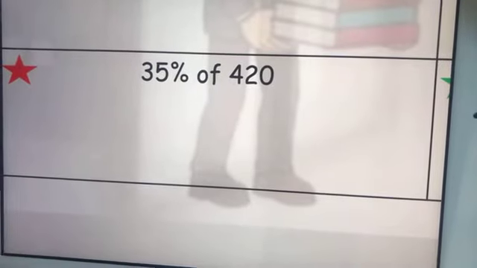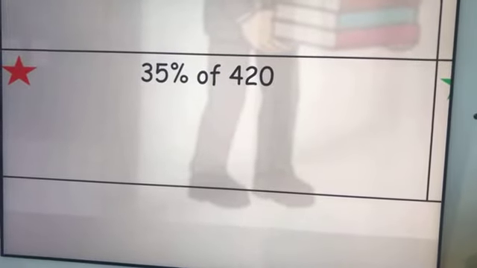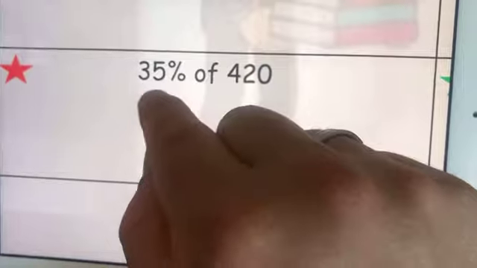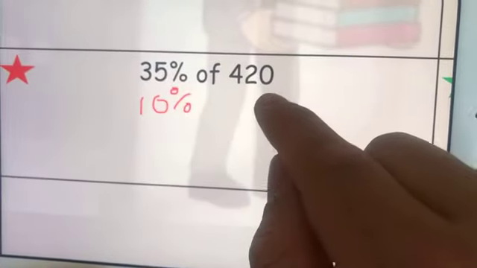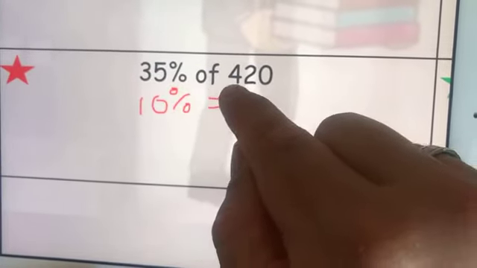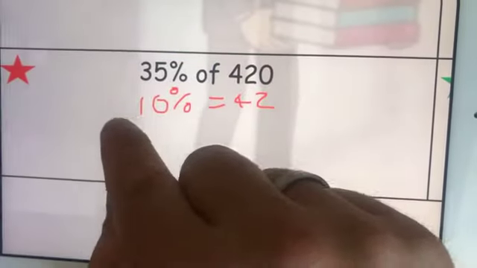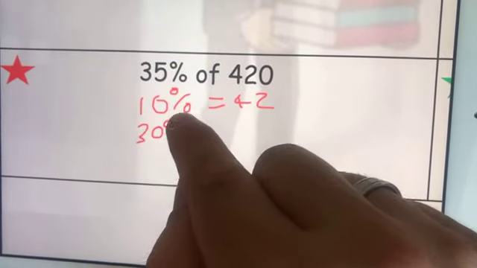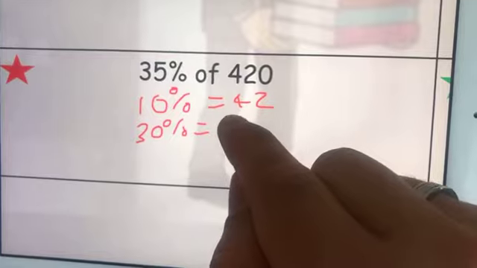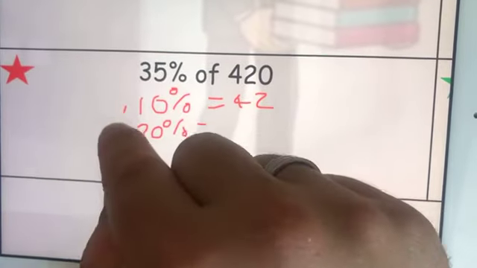35% of 420. Again, easy one. Get 10% first. So 10% of 420 is 42. Then I need 30%. So I'm going to times that 42 by 3. That'll give me 126.